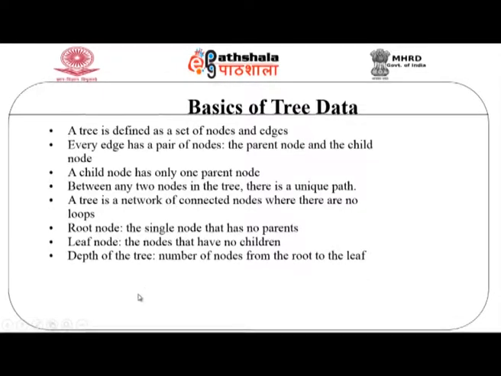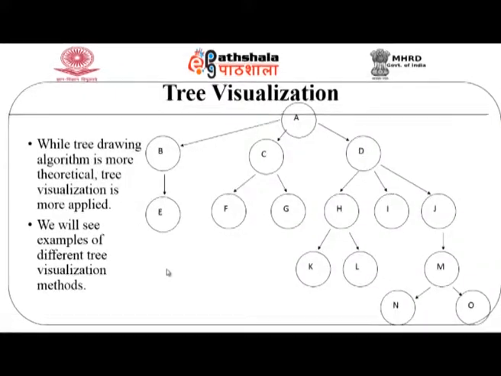The root node is a single node that has no parents associated with it. The leaf nodes are the nodes that have no children associated with them, and the depth of the tree is represented by the number of nodes from the root to the leaves. These are certain basic terminologies related to tree data.